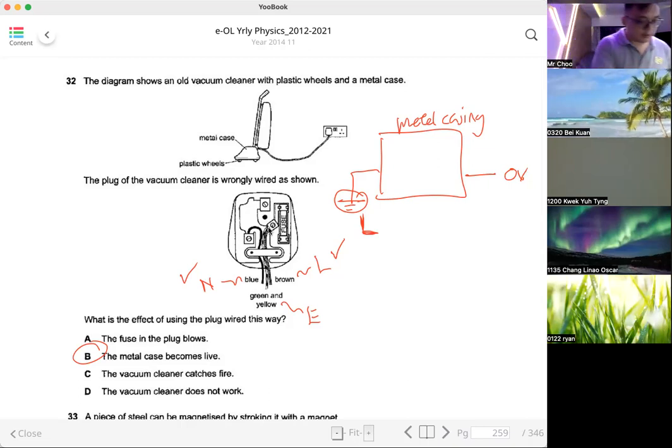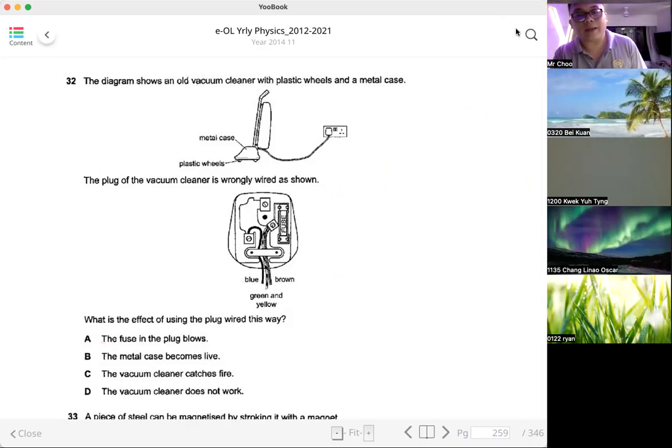Okay, the next question now. This question appeared 2 times. It appeared in 2014 as well as 2019. Other than that, this question has a bit of calculation. I show you all my electrical bill for last month.